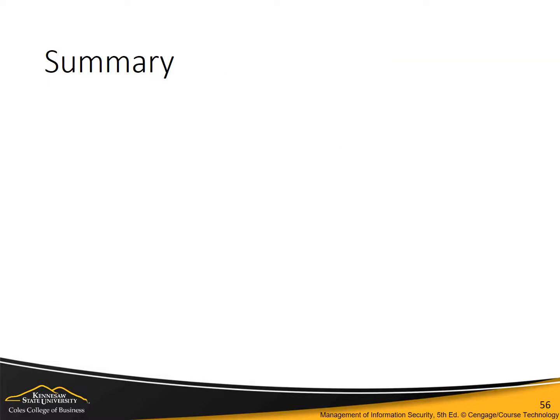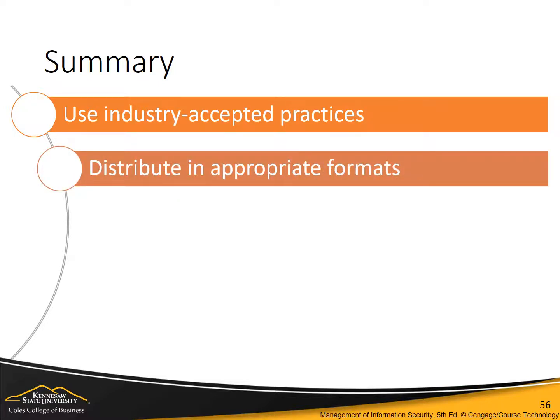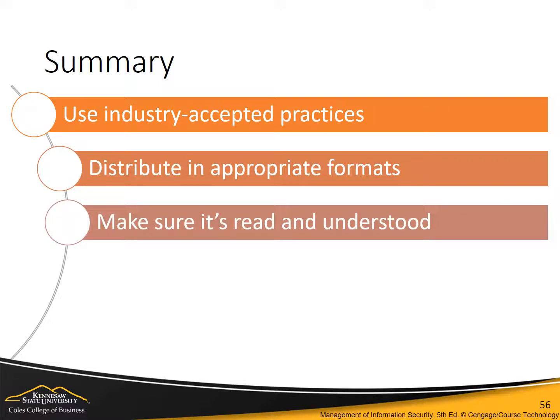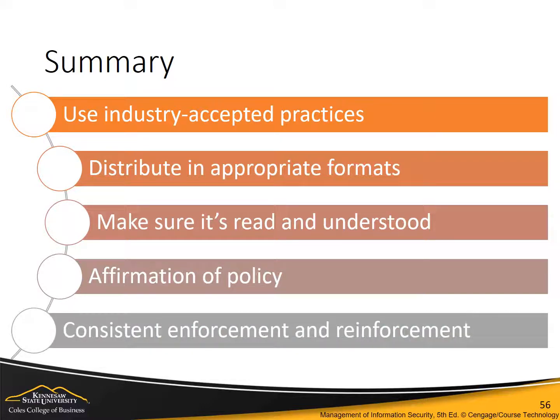In summary, this section looked at how to implement appropriate policies. Guidelines included: use industry-accepted practices, distribute in appropriate formats given the user population you have, make sure that end users read and understand the policy you implement. Users must positively affirm that they have read and agree to follow the policy. Finally, be consistent in enforcement of policy with appropriate rewards and penalties, and reinforce regularly through security education, training, and awareness programs.